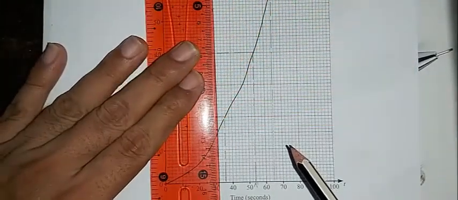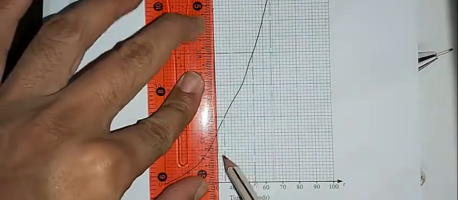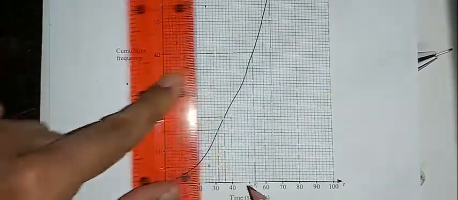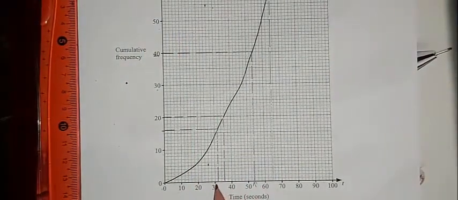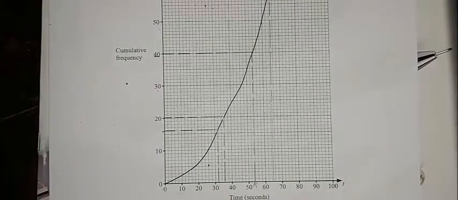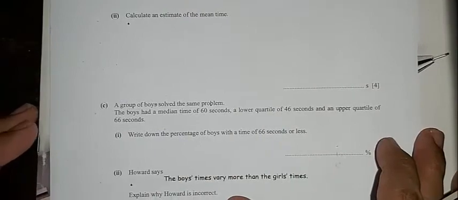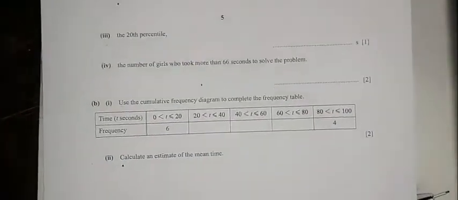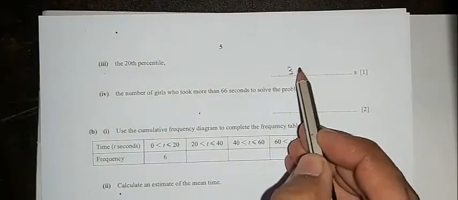Go down to find how many seconds. It is 32, because the square is 2, and 30 after one square will be 32. So the value of the 20th percentile is 32.